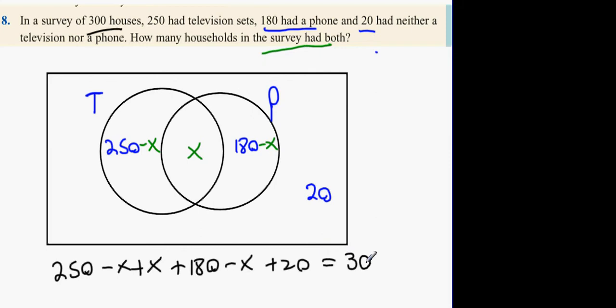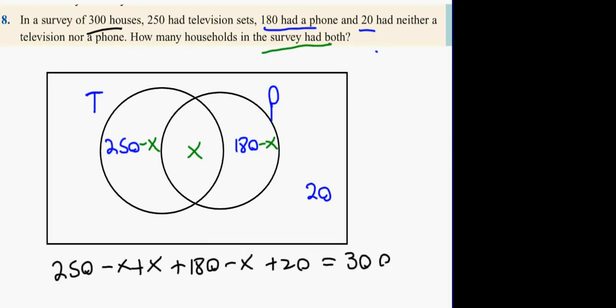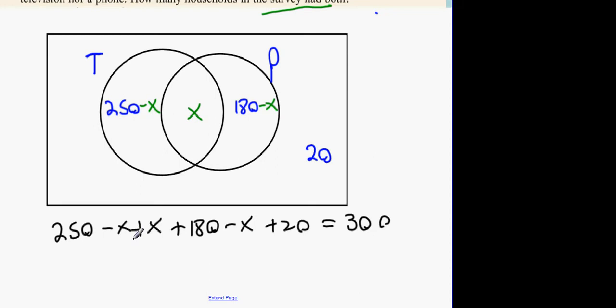Joey, how many X's do we have left at the end when we add them together? One. So minus X plus X cancels, and we're left with minus X. Okay, Raphael, how many numbers do we have? 250, 180 plus 20. 450. Equals 300. Okay, what's the value of X?